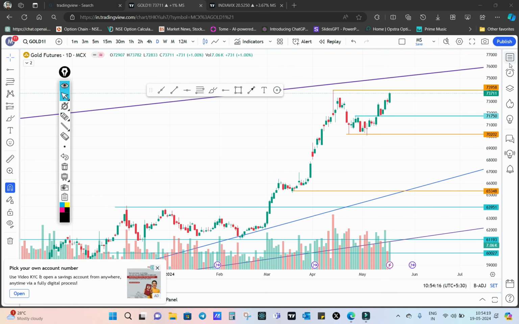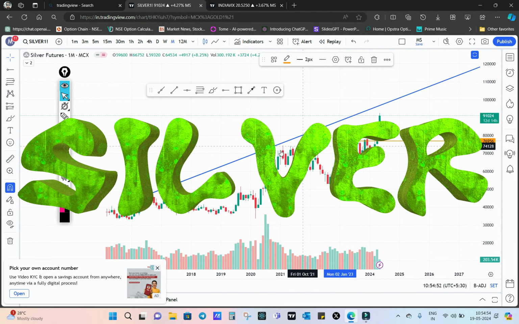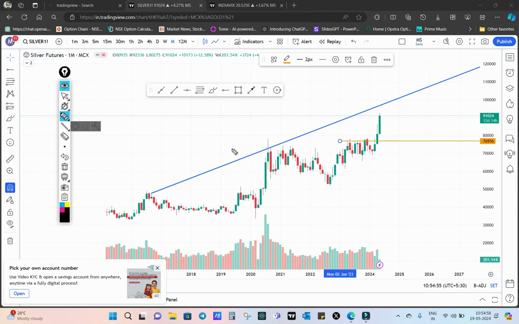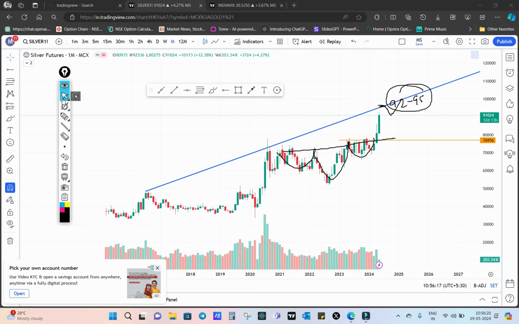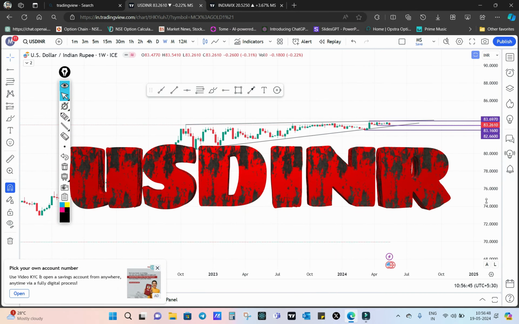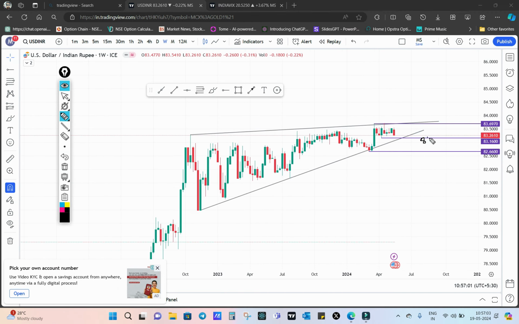Okay, we'll see the silver side. Silver has given a breakout with a beautiful and big head and shoulder pattern, and it is inching towards 1 lakh. So 92 to 95,000 is the first pause for silver, and once it consolidates, it can touch 1 lakh also. So now gold and silver both are inching towards resistance, and Nifty is trying to take support. Okay, we'll see the USD-INR. Same chart, same levels as last time, 83.16 and a higher level of 83.70. So it is in a range. Once it comes near this level, it can go either side.